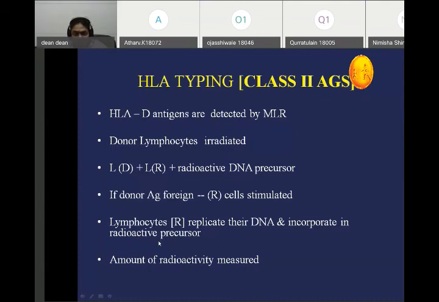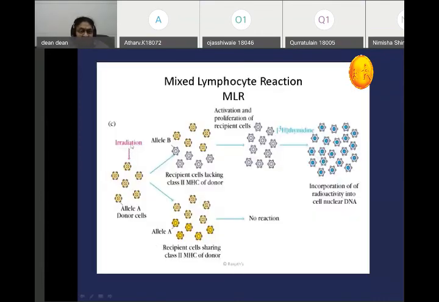You can see in this slide, donor cells are irradiated and mixed with the recipient cells. If the recipient cells lack these antigens, they proliferate and incorporate the radioactive substance, so radioactivity is measured. When the donor cells and recipient cells share antigens, there is no reaction. So this reaction is used to type class 2 antigens.